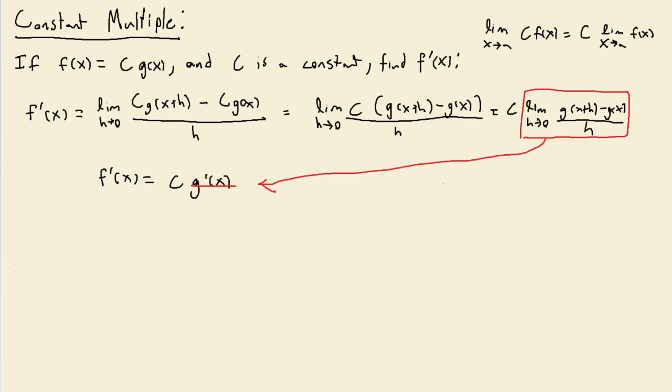So in practice, this would tell us, just for example, because we know the derivative of x squared, if we had that f of x was equal to 5x squared, then f prime of x would equal 5 times the derivative of x squared with respect to x, which we know is just 2x, so this is going to equal 10x.